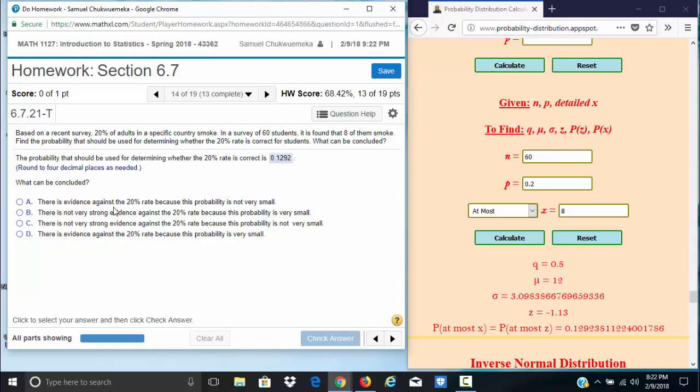A, there is evidence against the 20% rate because this probability is not very small. C, there is not very strong evidence against the 20% rate because this probability is not very strong. So the probability is not very strong, but this is not very strong evidence against the 20% rate. Okay.